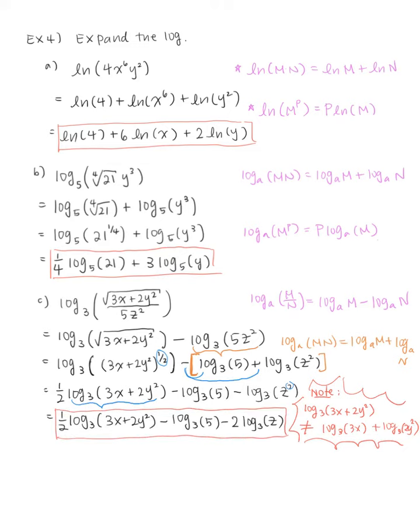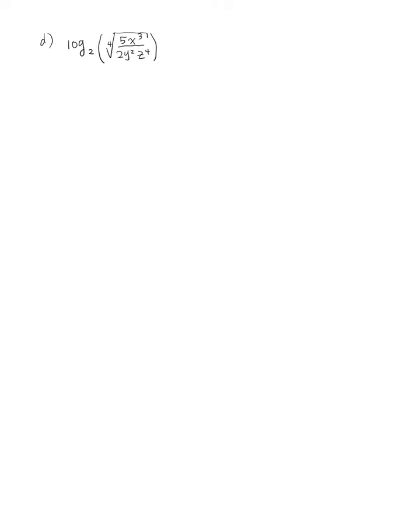How are you guys doing up to here? I know that it's kind of getting nastier, but you can do this. So let's do another one. For the next one, I want you to try the problem on your own. Here it is: log base 2 of the 4th root of 5x to the 3rd over 2y squared z to the 4th. Pause the video and try this on your own.